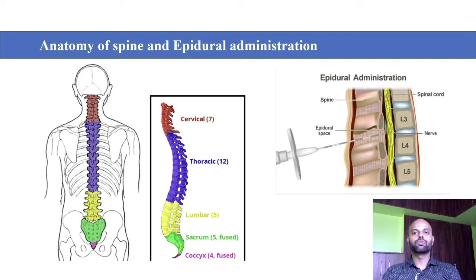Before moving to further procedure codes in pain management, let's see a little bit about the anatomy of the spine. The spine has 33 vertebrae in 5 regions: 7 cervical, 12 thoracic, 5 lumbar, 5 sacrum, and 4 coccyx.